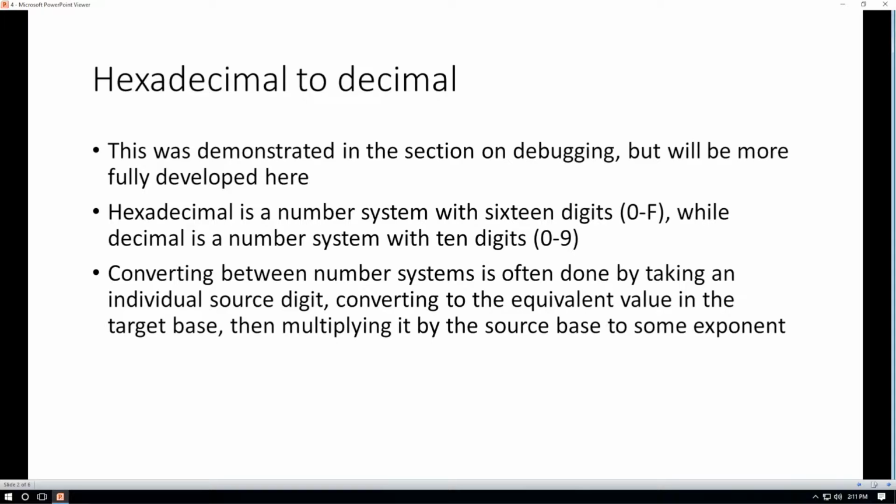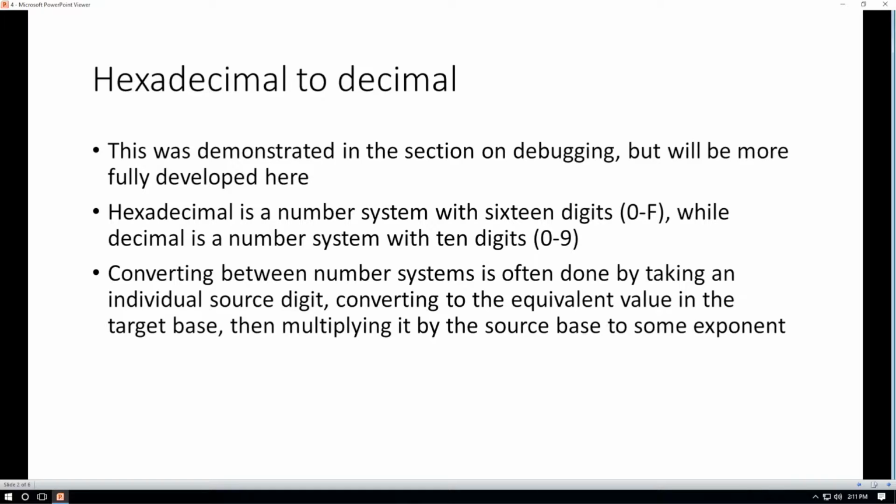Hexadecimal is what's called base 16. That means it has 16 digits to represent numbers, 0 through F. After 0 through 9, we do A, B, C, D, E, F. We're all familiar with the decimal system, which has 10 digits, 0 through 9. Converting between number systems is a mathematical operation.